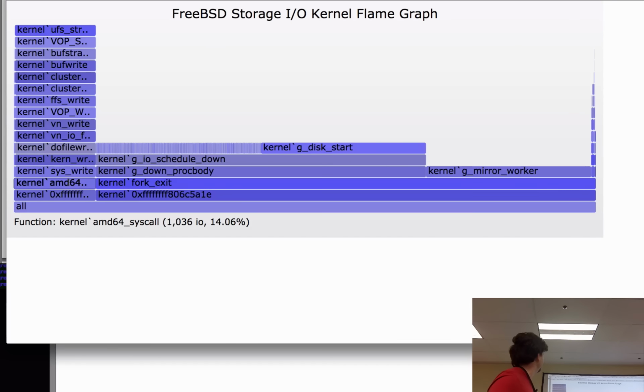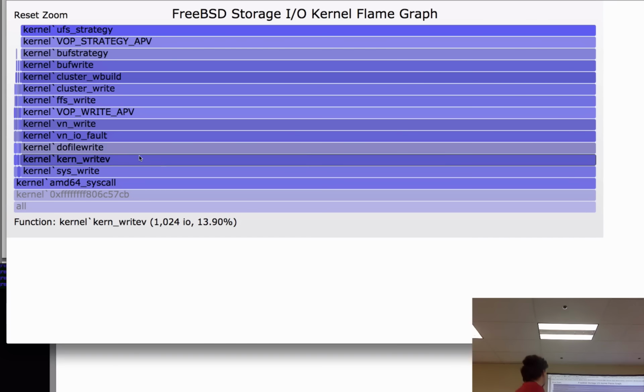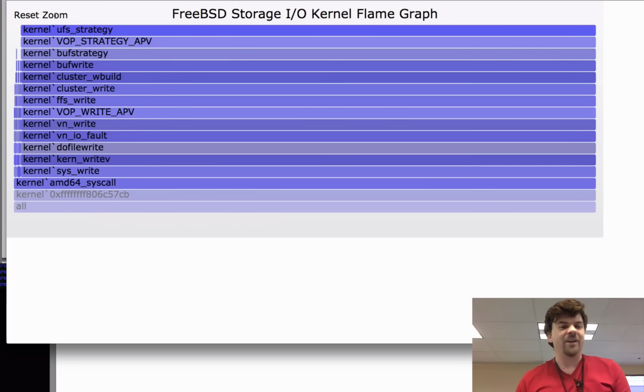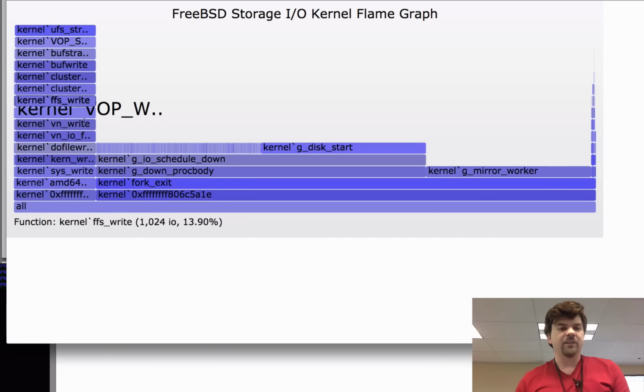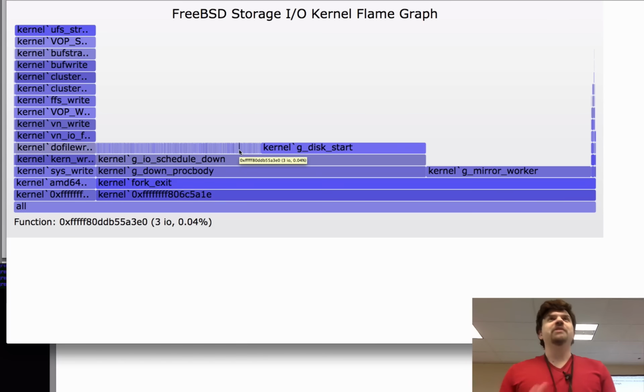So here I can see 1,000 I/O were issued through vnode I/O faults, so VN write, UFS strategy. That makes sense, so that's a write code path. FS write, cluster write. And I've got a lot of these other guys in GEOM. A lot of these hex addresses, I don't know why they're not translated. Is GEOM IO schedule down calling some dynamic code to issue things? I haven't looked at that yet.